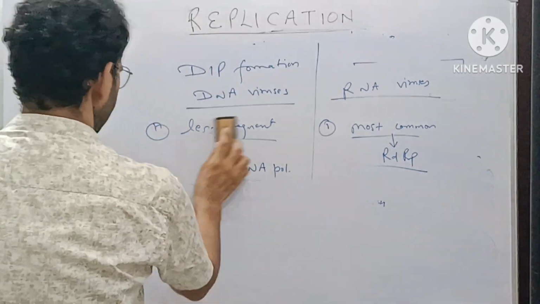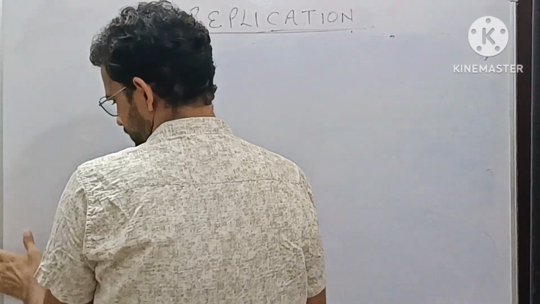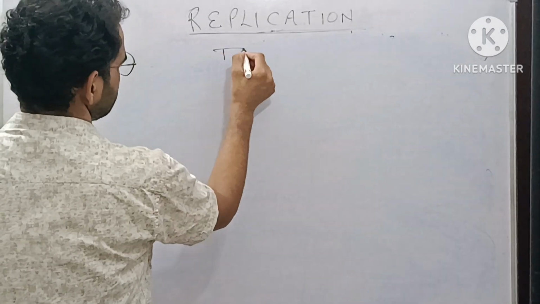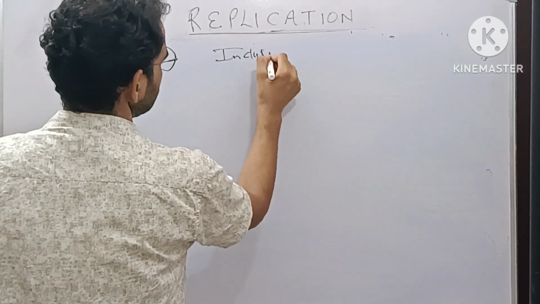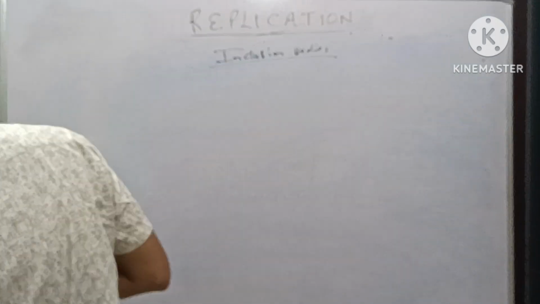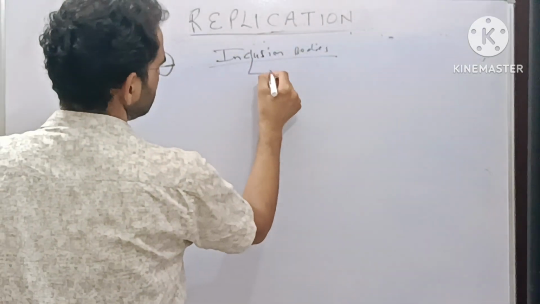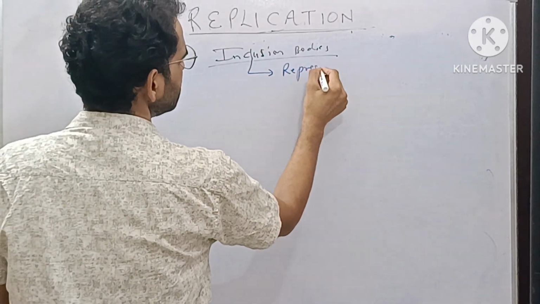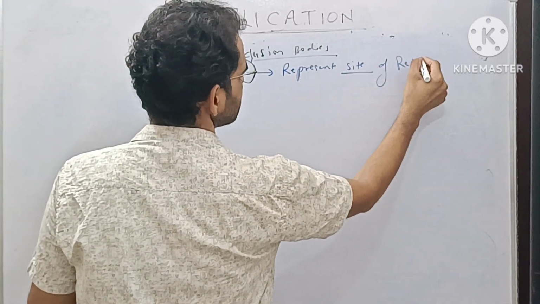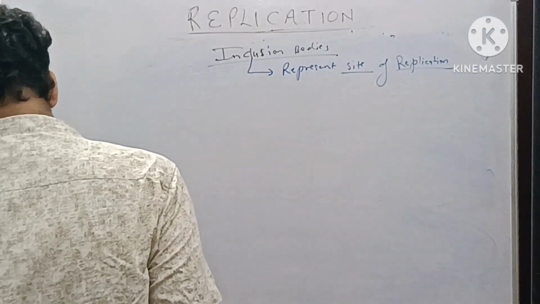So after this DIP formation, the next topic with the replication is formation of inclusion bodies. Inclusion bodies represent the site of replication.